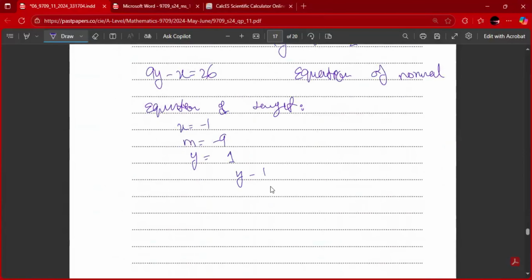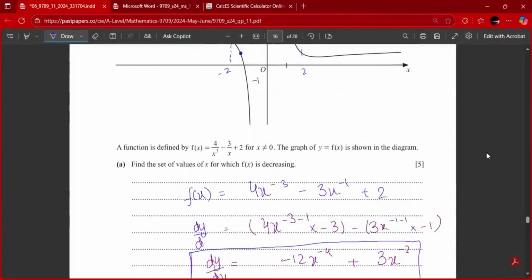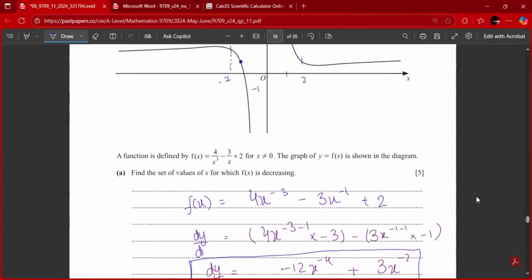So y minus 1 should be equal to minus 9 into x minus 1. Y minus 1 is equal to minus 9x plus 9. Y plus 9x is equal to 10. It was plus 1. Wait a minute. I think I'm doing something wrong again. 4 divided by minus 1 minus 2 over minus 1 plus 2.